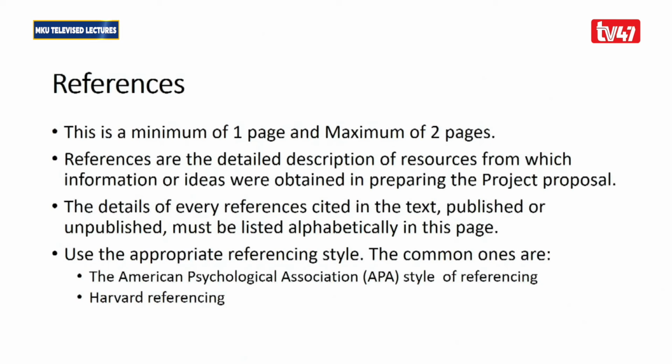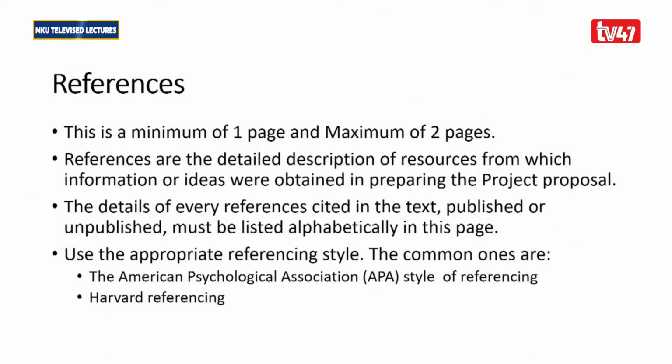Then the details of every reference cited in the text, published or unpublished, must be listed alphabetically on this page. You should list any materials that you have accessed, things that you have mentioned in your literature review. Maybe you've mentioned something in your background information. Maybe you have some informed citation from somebody else's work, and such like things you need to mention.